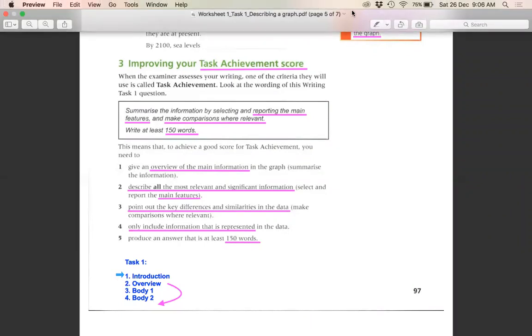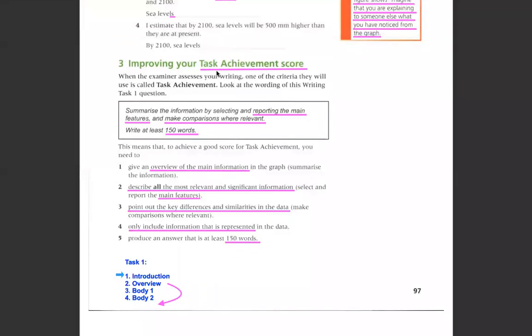Okay, so for task 1, you should start with your introduction. So there's 4 paragraphs. The second paragraph is your overview. So this is your summary paragraph. This can also go at the end as well. So you can either put it after the introduction or at the end. And then you have your body 1 and body 2. So these are the middle paragraphs.